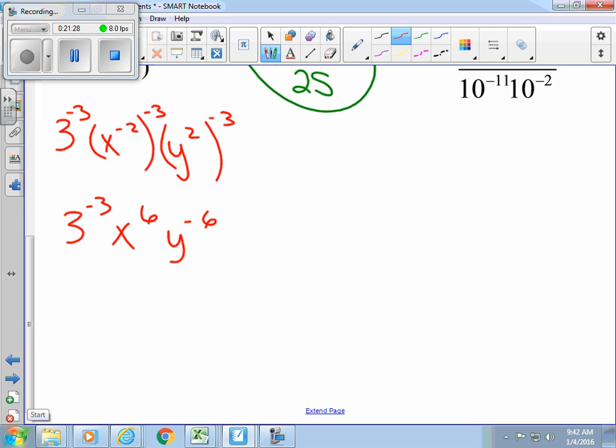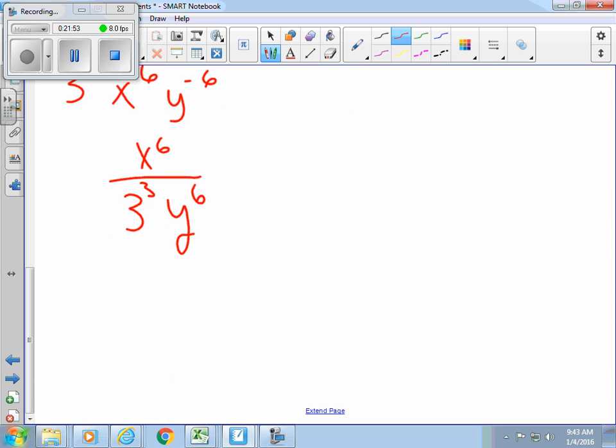3 to the negative 3rd power is probably something you don't know how to do in your head at this point. So let's go ahead and get rid of that negative exponent before I try to cube 3. So this would be x to the, stays on top, but the 3 cubed and the y to the 6 go to the bottom. And now I can do that in my head. What is 3 cubed? 27.